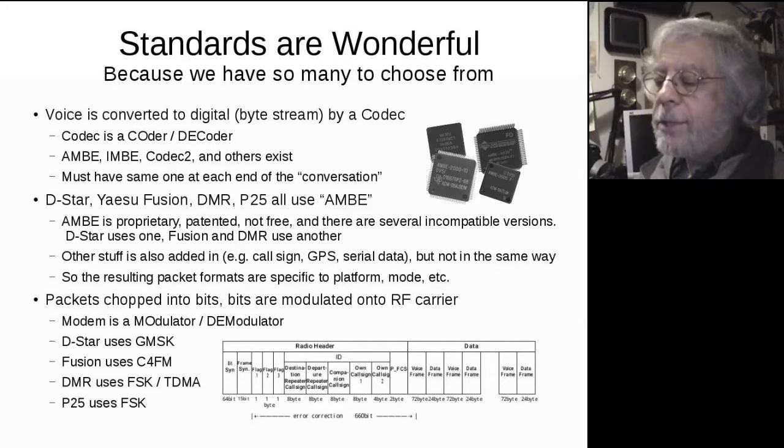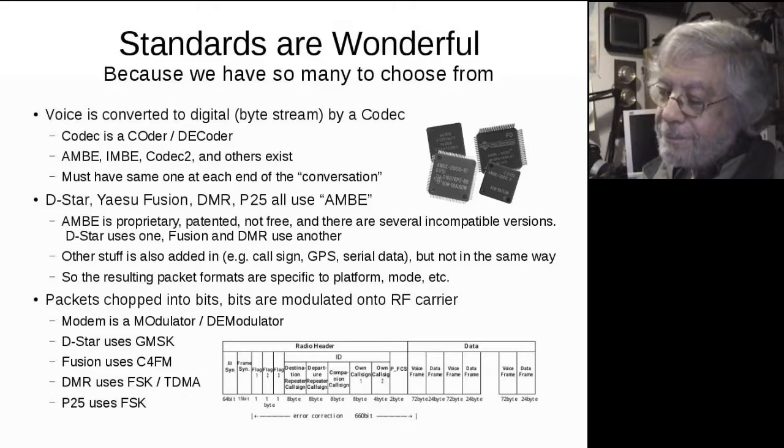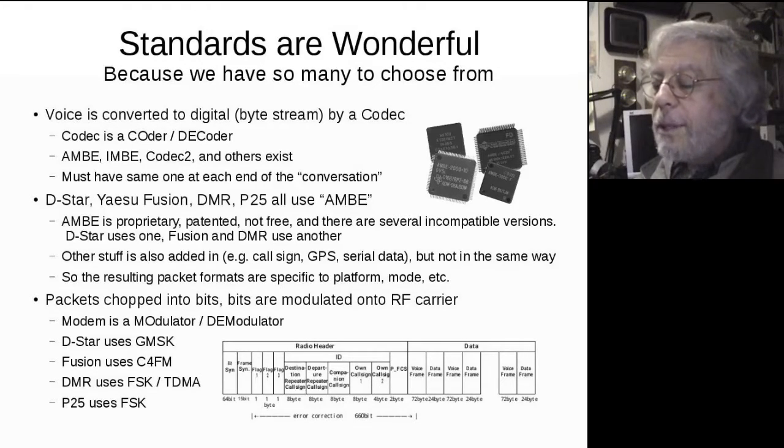We heard about D-Star, Yaesu Fusion, DMR, all those things. Guess what? They all use AMBE. Yay. Not so fast. There are different versions of AMBE, and guess what? They're not compatible. When you put all this stuff into a set of packets, the other information gets put in a different order, and different information goes in. Look at this frame example down at the bottom. That's just an example of one of the D-Star frames. All kinds of stuff is in these frames that gets sent out over the air, and each of these does it a little bit differently.